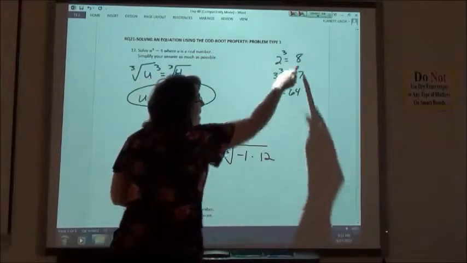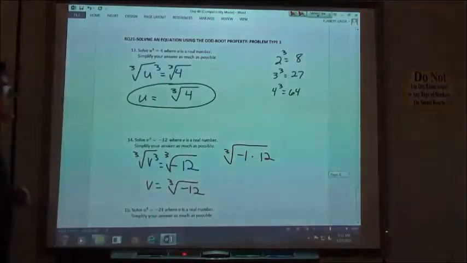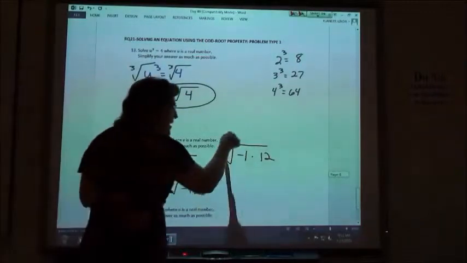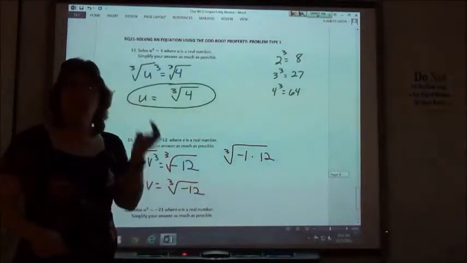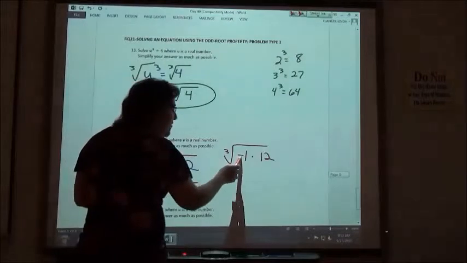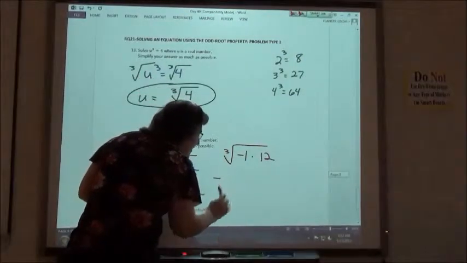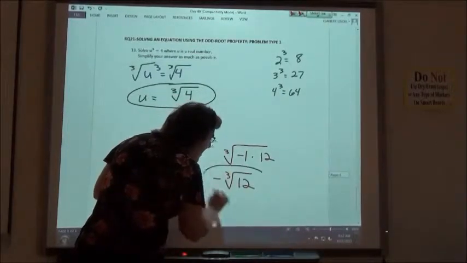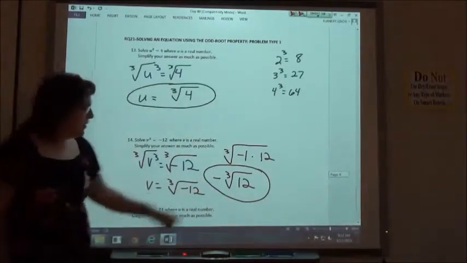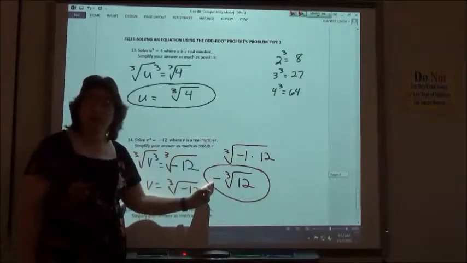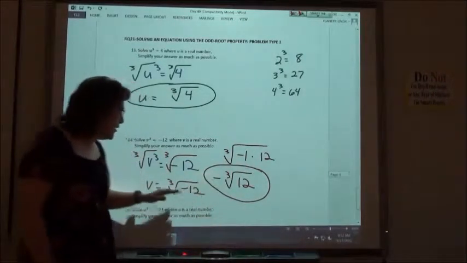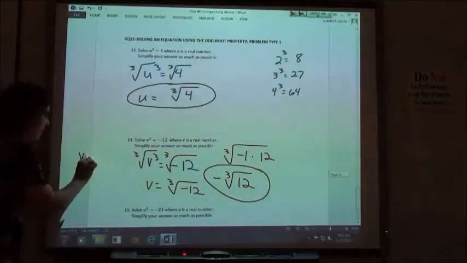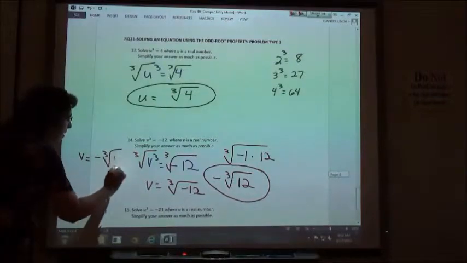Again, the 12 I can't factor into anything that's a perfect cube, but the cubed root of negative 1 is negative 1, because negative 1 times negative 1 times negative 1 is negative 1. So if there's a negative underneath, they're going to take that negative out in front and make it negative cubed root of 12. So cubed root of negative 1 is negative 1, I don't really need the 1 there. And so instead of this form, this is going to be the better form for my answer. v equals negative cubed root of 12.